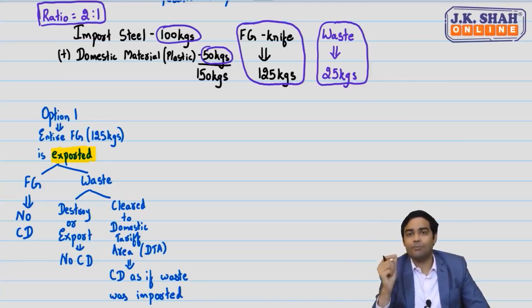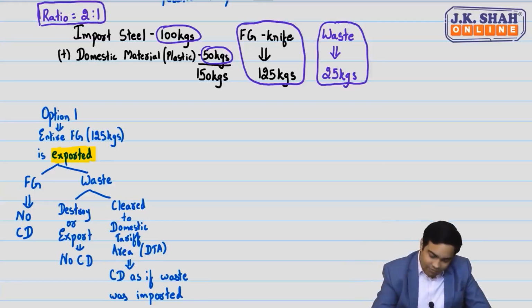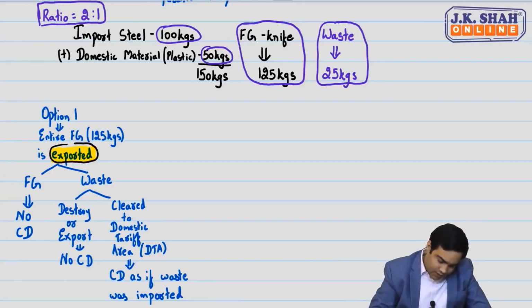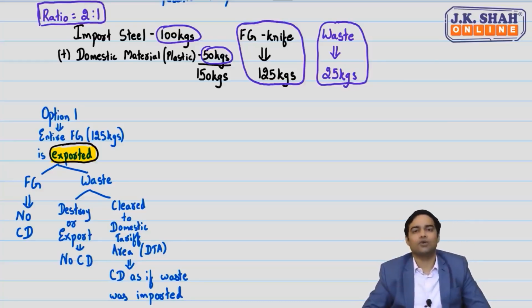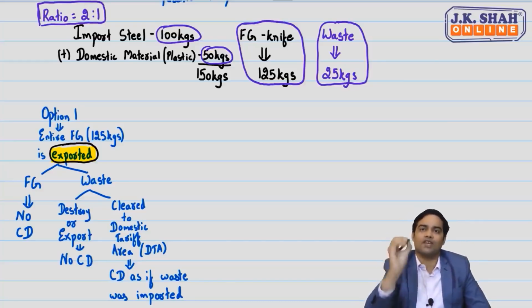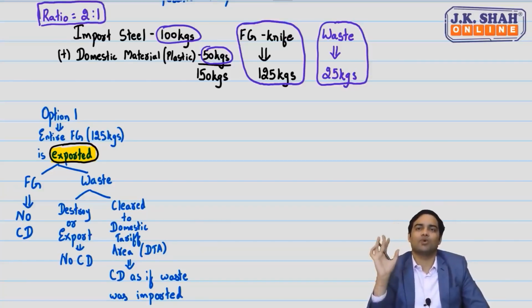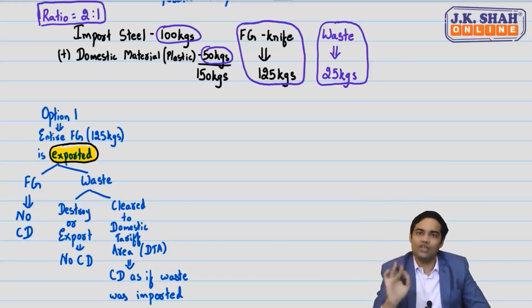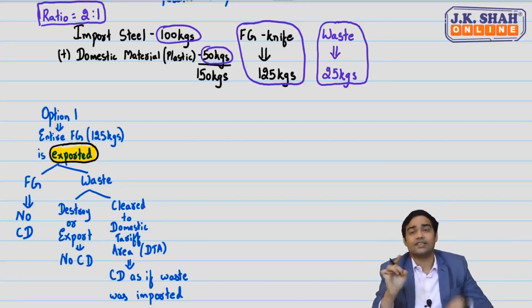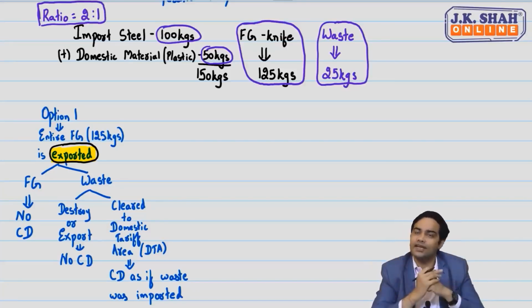So you will end up paying less custom duty because the law is saying, as you have met the target you were required to export, you have exported, so we give you the benefit on waste. Waste will be regarded as if waste was imported, and custom duty payable will be as if waste was there. Value of waste will apply. If it was to be regarded as import of steel, then custom duty would have been much higher. Did you understand this?